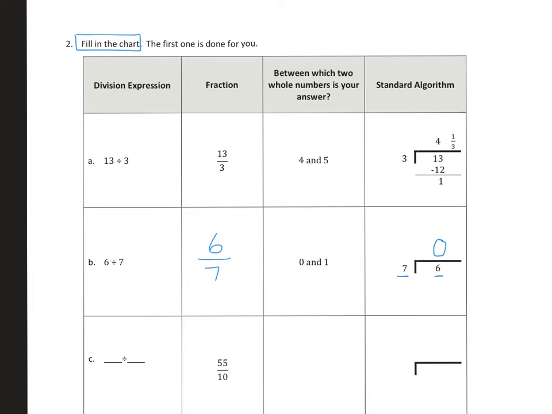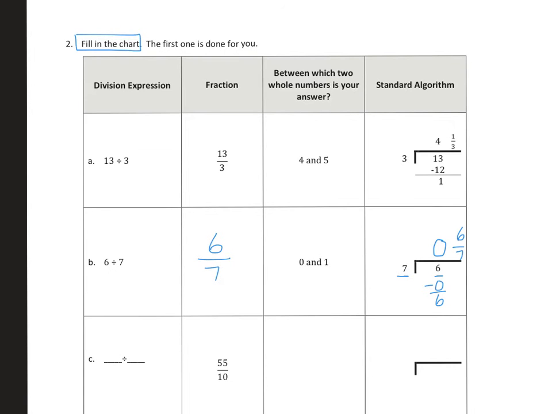0 times 7 is going to be 0. We're going to subtract. 6 minus 0 is 6. That's our remainder, but turn that into a fraction, and that's going to be your numerator, and the divisor will be your denominator. So that matches what we have, 6/7 over here.